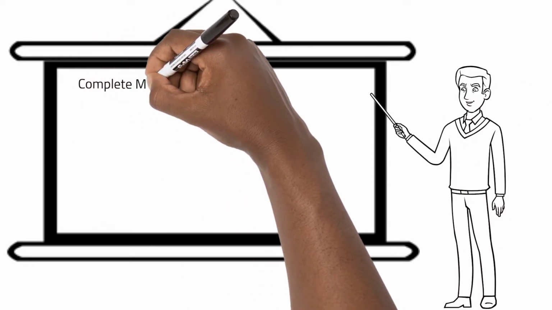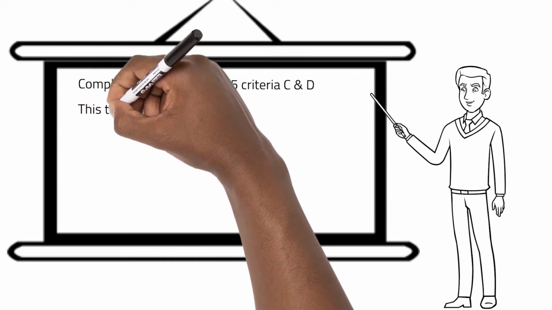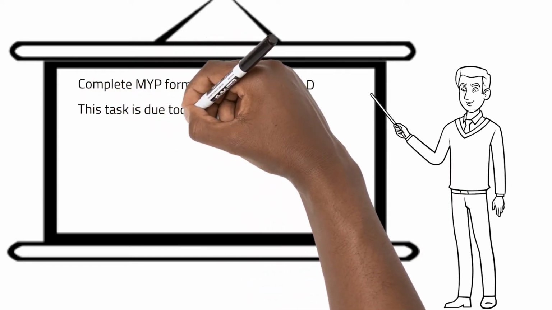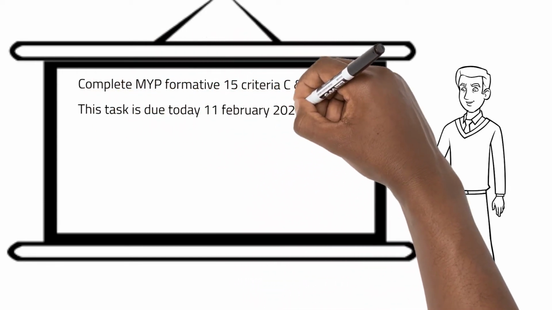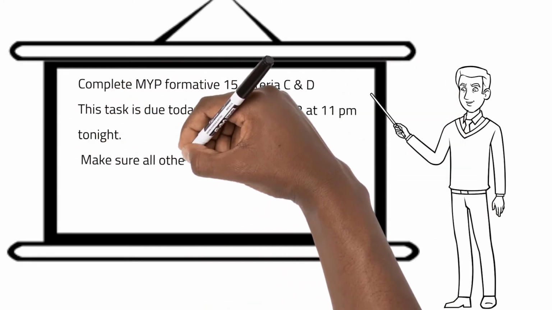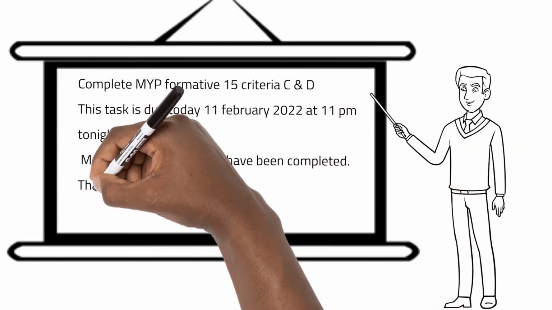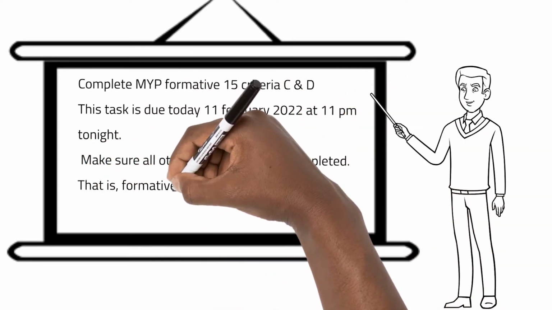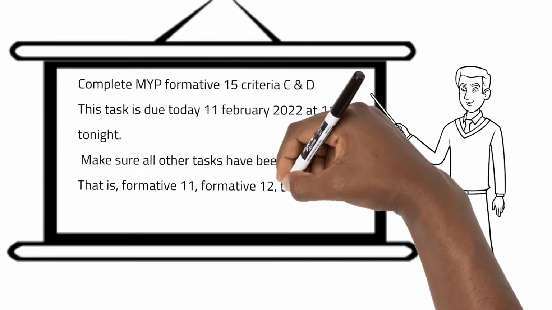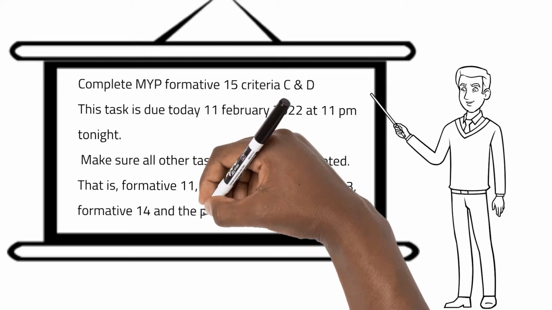After completing all examples, you will have to complete MYP formative 15 criteria C and D. Important. This task is due today, the 11th of February 2022 at 11 p.m. tonight. Make sure all other tasks have been completed. That is, formative 11, formative 12, formative 13, formative 14, and the performance task.